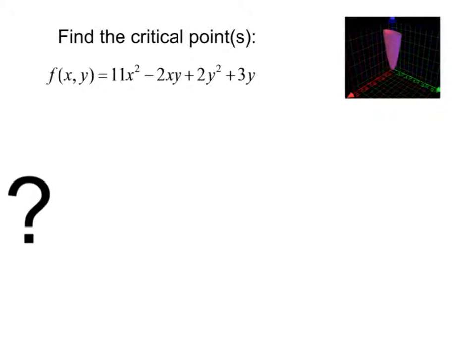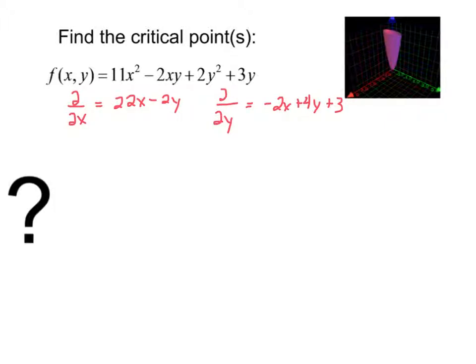So, first of all, we're going to find the derivative with respect to x, treating y as a constant. So 22x minus 2y. That'll do it. The derivative with respect to y, treating x as a constant: I've got negative 2x plus 4y plus 3.